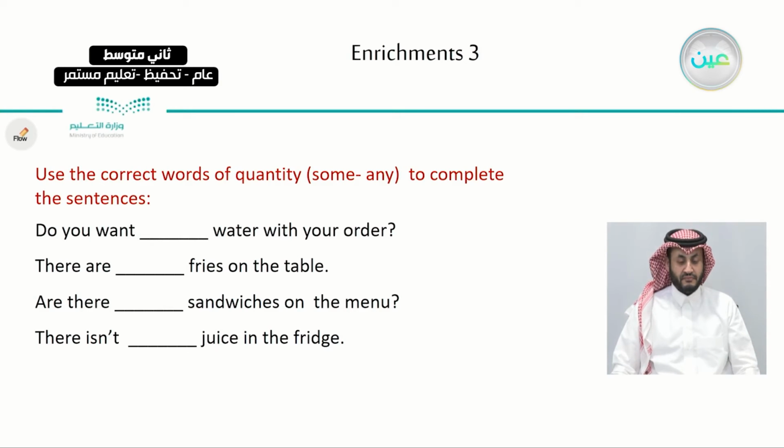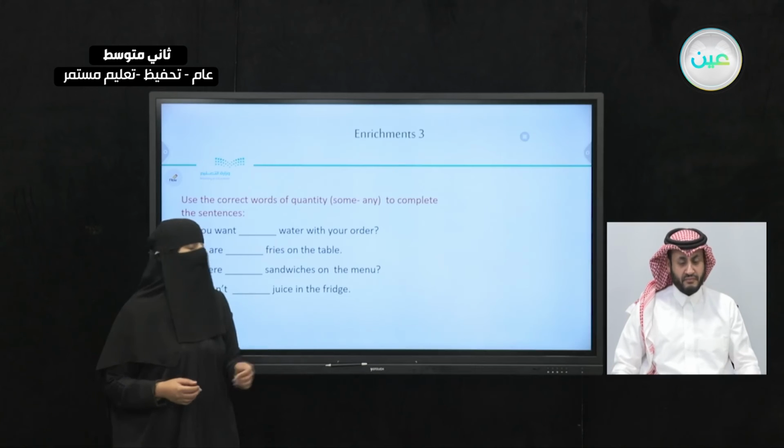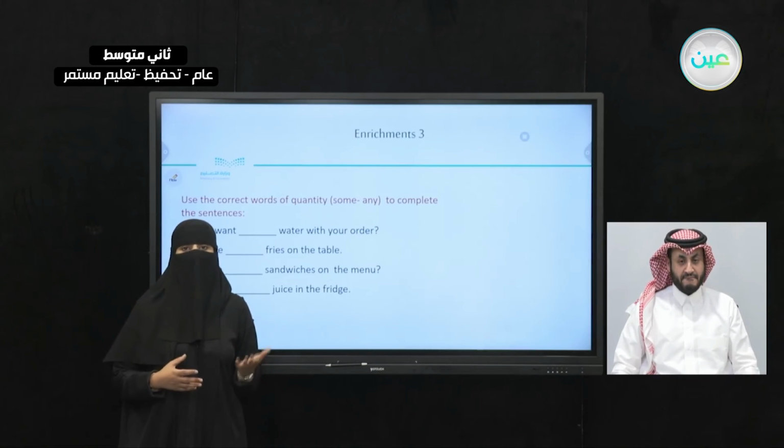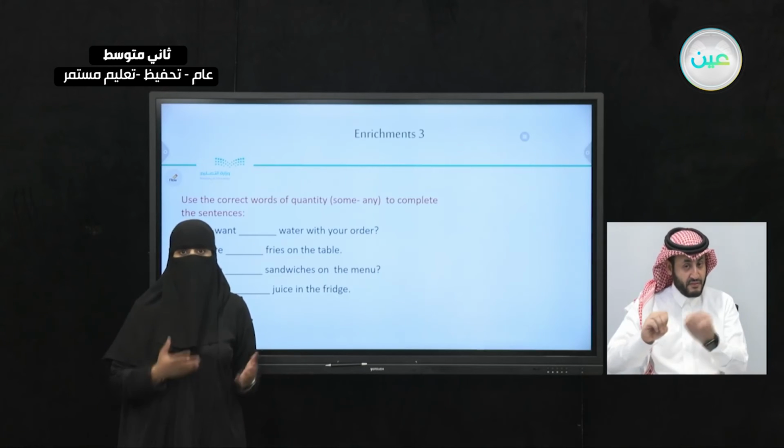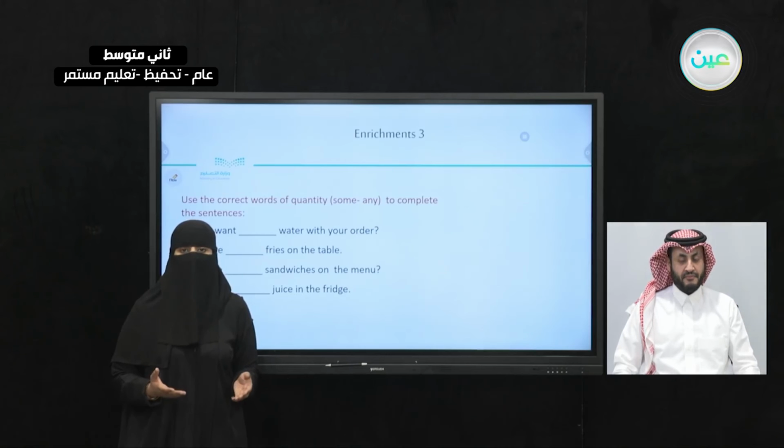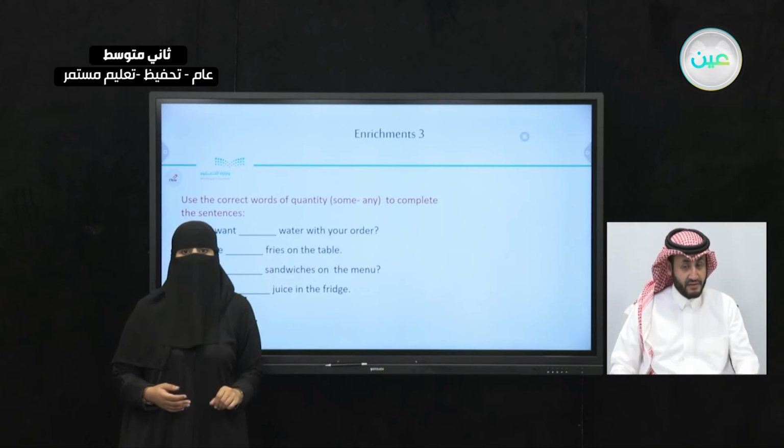Now, let's take a look at this exercise here. What are you going to do? Use the correct words of quantity, some or any, to complete these sentences. Now, do you remember when we talked about some and any with these examples here? We have affirmative and negative sentences. Every time you're seeing a negative sentence, you're going to use any. Or in questions, you're also going to use any.